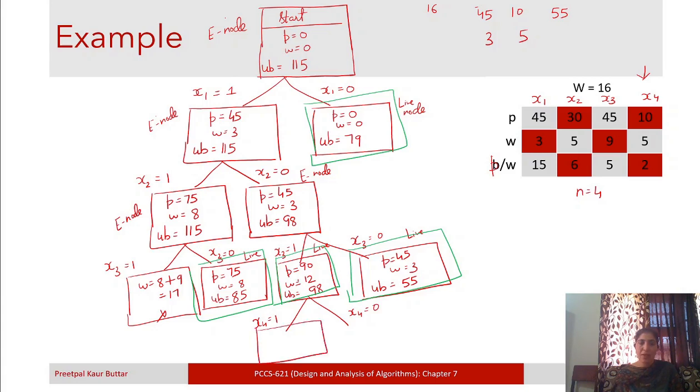When x4 is 1, we are picking x4. The previous weight is 12 and x4's weight is 5, so the total weight will be 12 plus 5, that is 17. Now we are violating the constraint here, so this will not be explored further, this will become a dead node, right? So this is not a live node, now this is an E node. The second option is x4 is 0. Then the profit will remain the same as its parent, that is 90. The weight will also remain the same as its parent, that is 12. We are not picking this item, so the upper bound will also remain the same. The previous upper bound is 98 and the last item is x4, so there is no item after this, so the upper bound is 98, right?